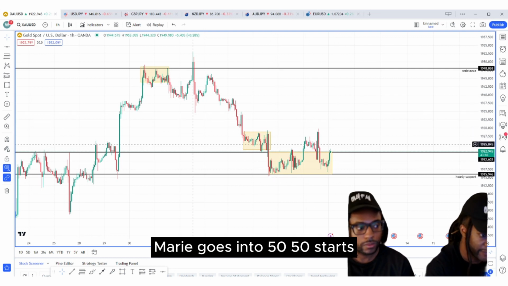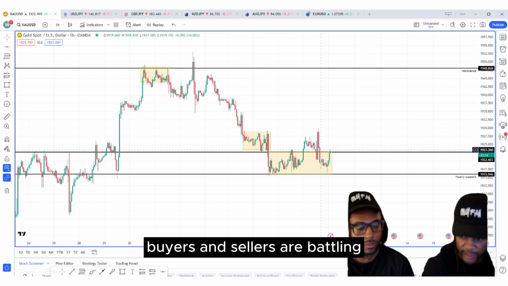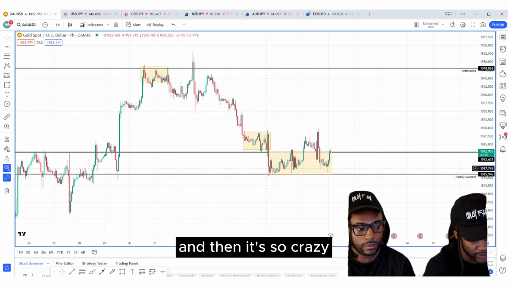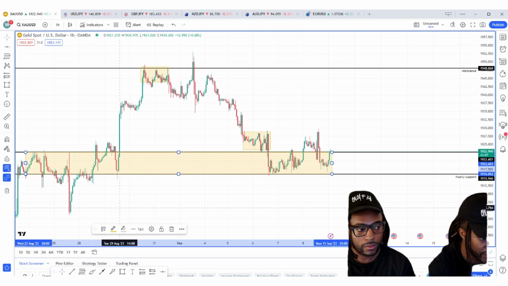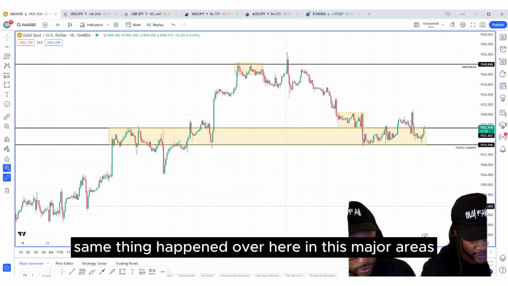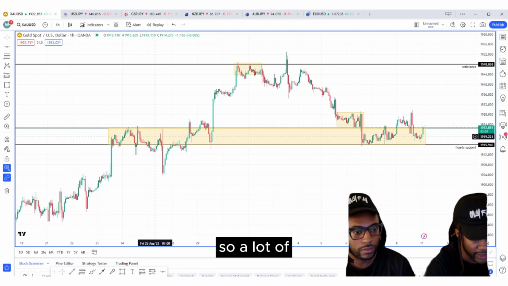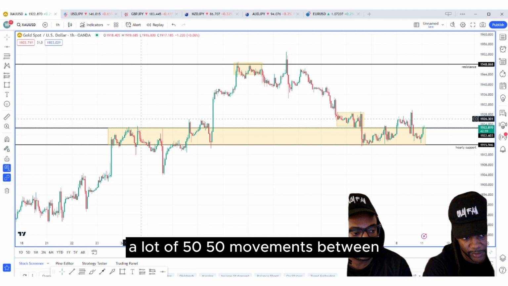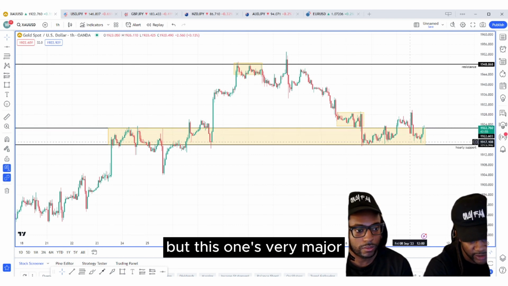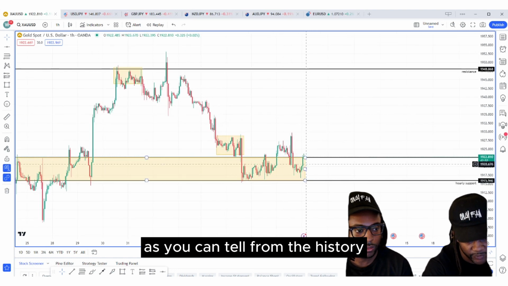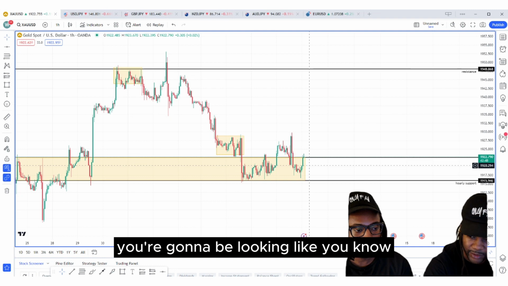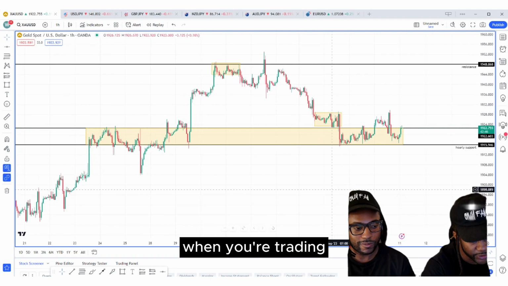The market goes to 50-50, buyers and sellers are battling, and then they're trying to move the price over. And then it's so crazy, if you bring this over, you can see this major area right here. Same thing happening over here in this major area. So a lot of 50-50 movements between buyers and sellers happening in major areas. This is not as major, but this one is very major, as you can tell from the history. So every time you see price in the area, you want to be very careful in these areas when you're trading.